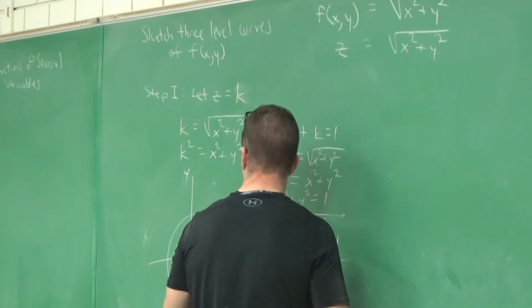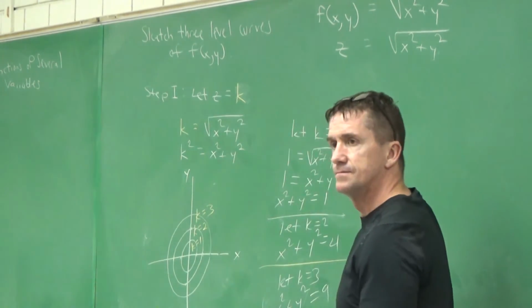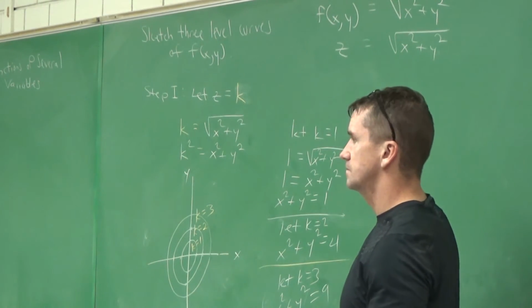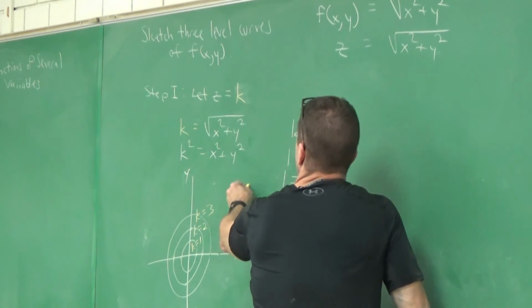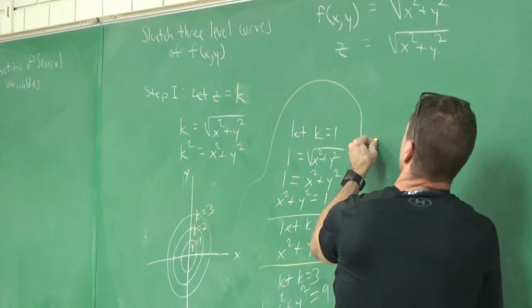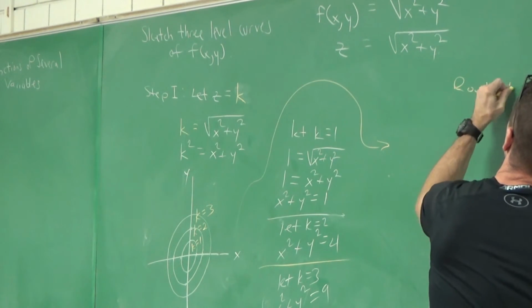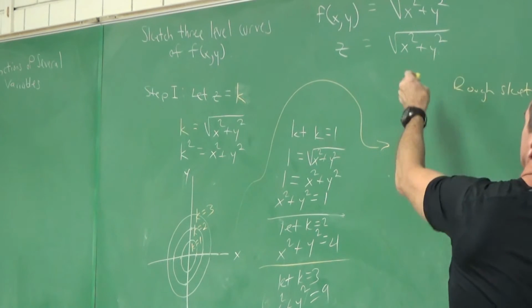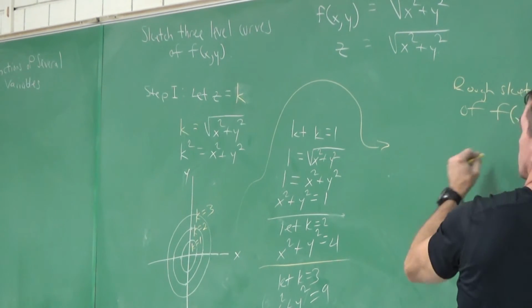K equals 3. Looks like a dartboard, huh? 3 level curves. Now, you're done with the problem. I'm going to extend this. Can you make a rough sketch of this function using your level curves?